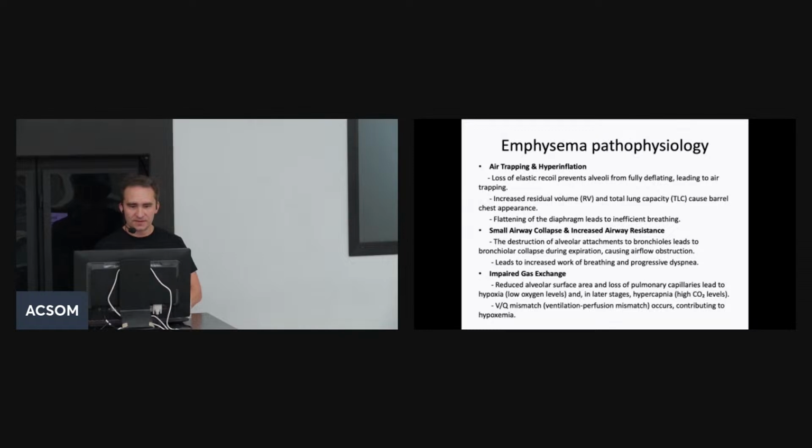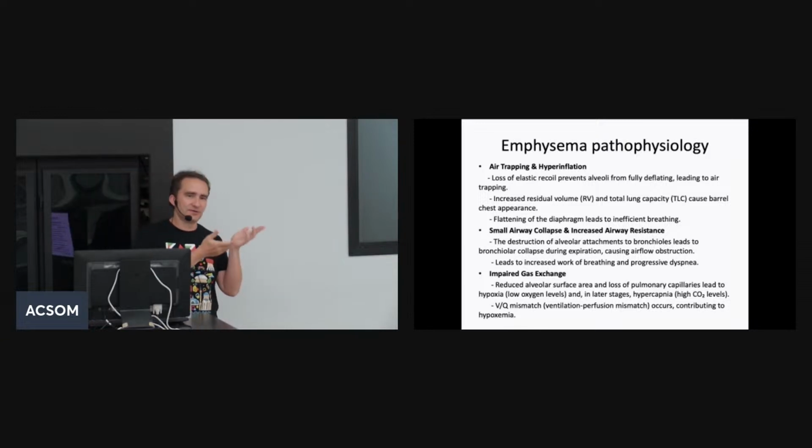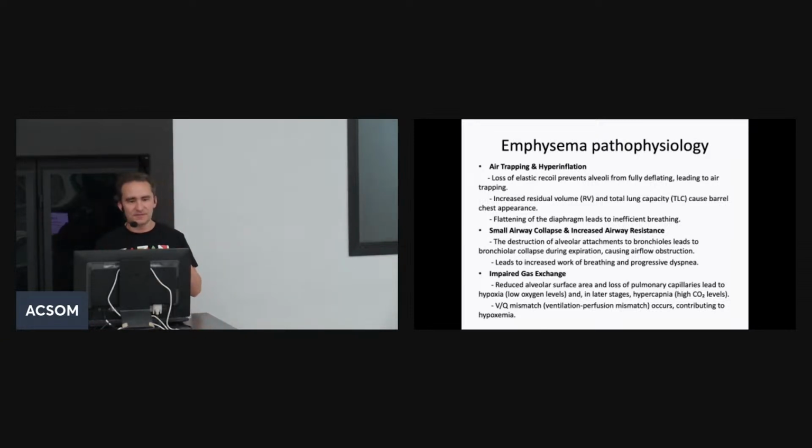So again, a few words about emphysema separately, because the physiology is a little bit different. What happens is air trapping and hyperinflation. Loss of elastic recoil, as I told, prevents alveoli from fully deflating, leading to air trapping, right? And then it also prevents the gas exchange because the air with a high concentration of oxygen doesn't get to the alveoli.